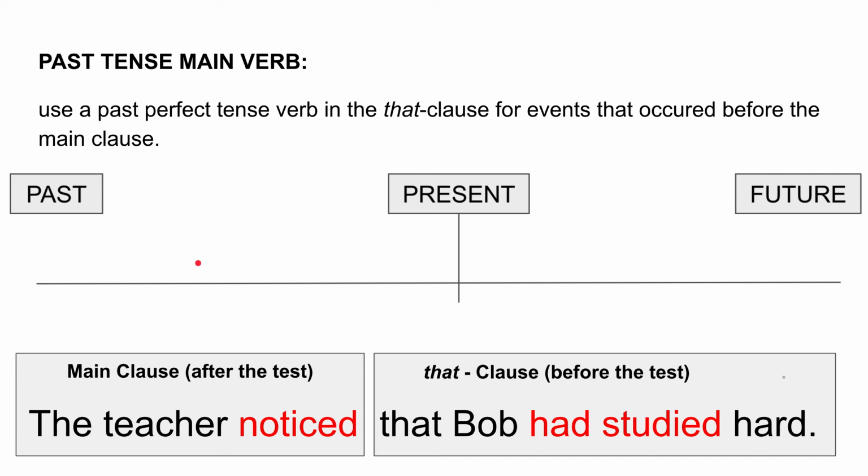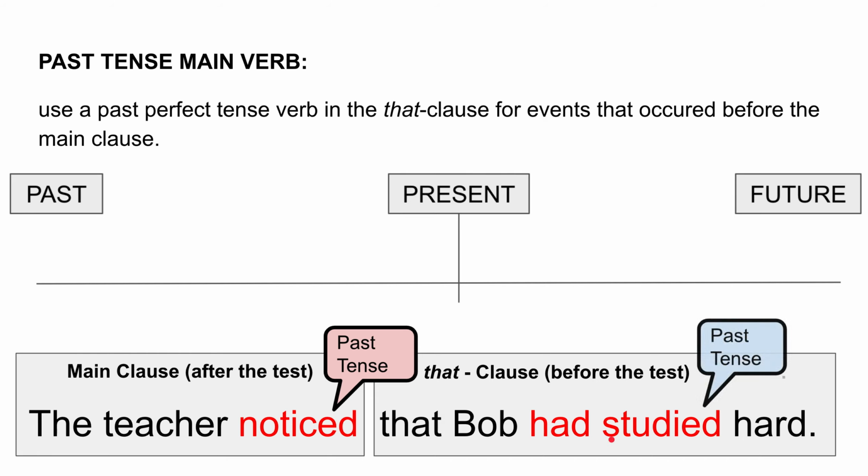Here's my past tense main verb. Use a past perfect tense verb in the that clause for events that occurred before the main clause. So for example, in the main clause, after the test, the teacher noticed. It occurs in the past, noticed, a mental activity occurring in the past. What did she notice? That before the test, Bob had studied. Bob had studied before the test. This is not a past tense verb, this is a past perfect verb, past perfect.